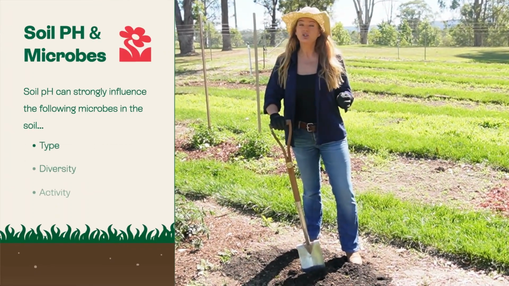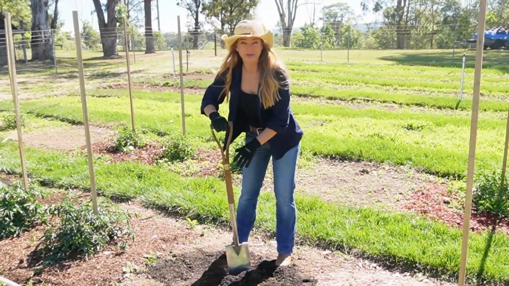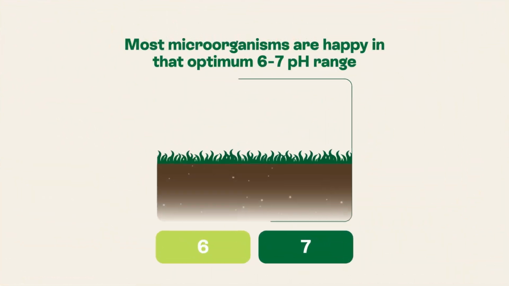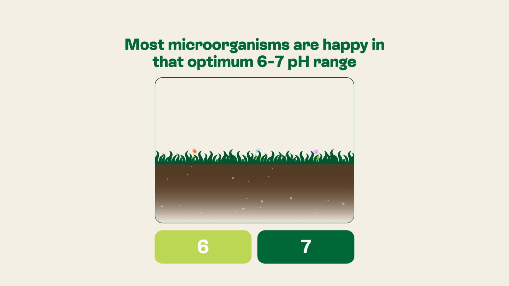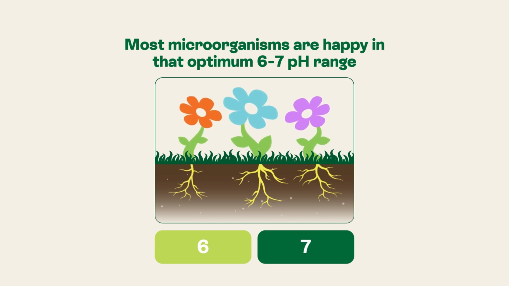Microbes play an important role in the health of our soil and plants, so it's worth noting that soil pH can strongly influence the type, diversity and activity of microbes in the soil. Different microorganisms have preferred pH ranges, so changes in acidity or alkalinity can favour some species while inhibiting others. But most beneficial microorganisms are happy in that optimum 6 to 7 pH range.